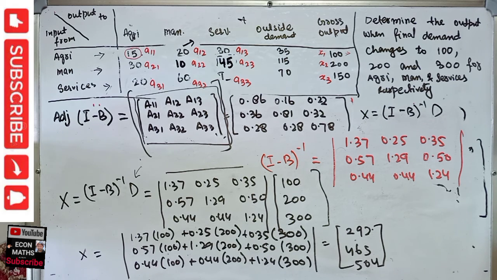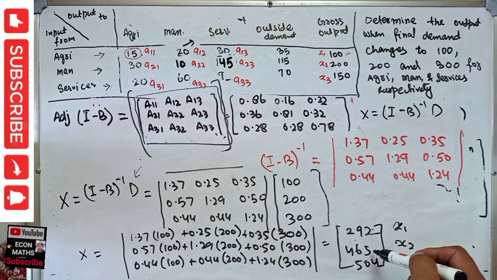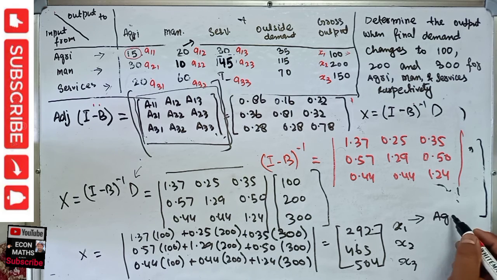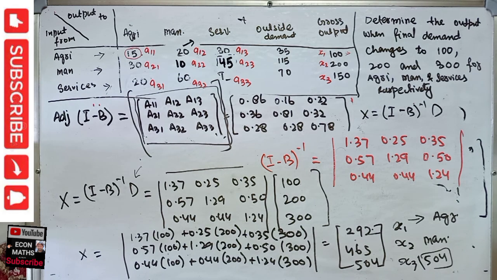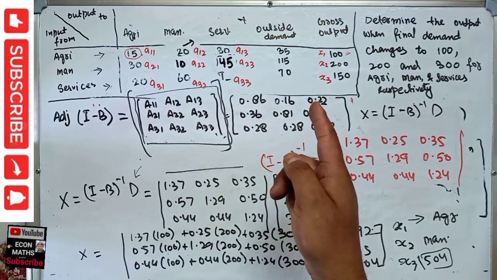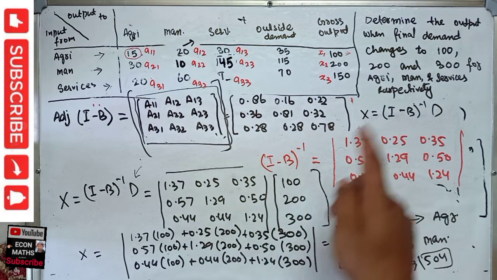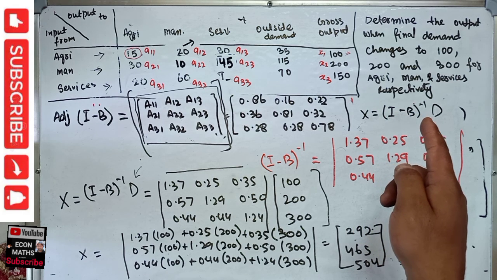That means our gross output, that is x1, x2 and x3, should increase to 292, 465 and 504. 292 units should be produced by the agricultural sector, 465 by the manufacturing sector, and 504 units should be produced by the service sector, when the final demand changes by 100, 200 and 300 for agricultural, manufacturing and service sector respectively.